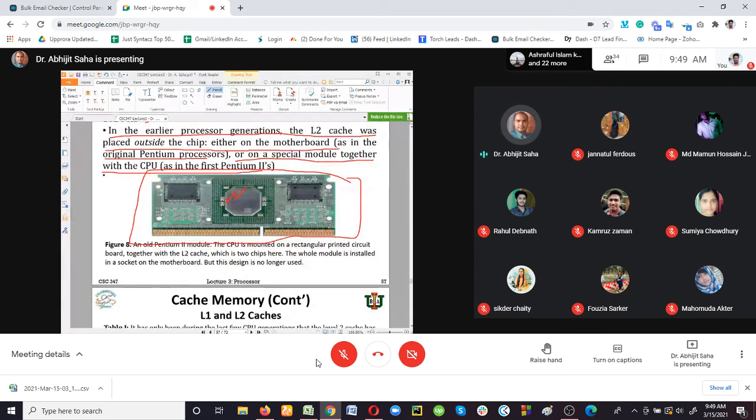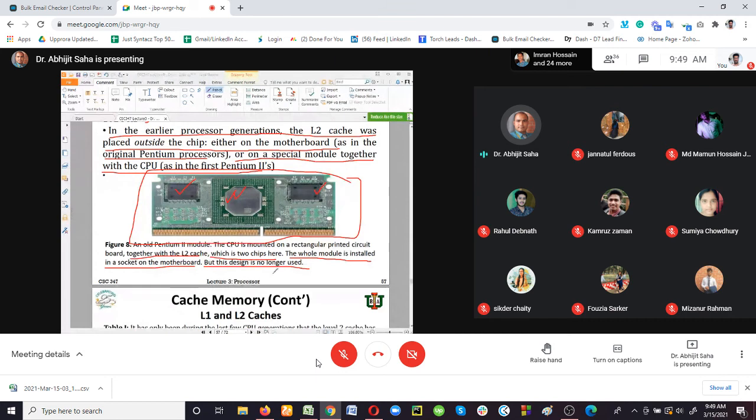So sorry, not memory slot, CPU slot. On that you can see that there are two chips. These two chips are actually the L2 cache chips on this circuit board. So you can see here it has written that together with L2 cache, which is two chips here, right? The whole module is installed in a socket on the motherboard, but this design is no longer used.